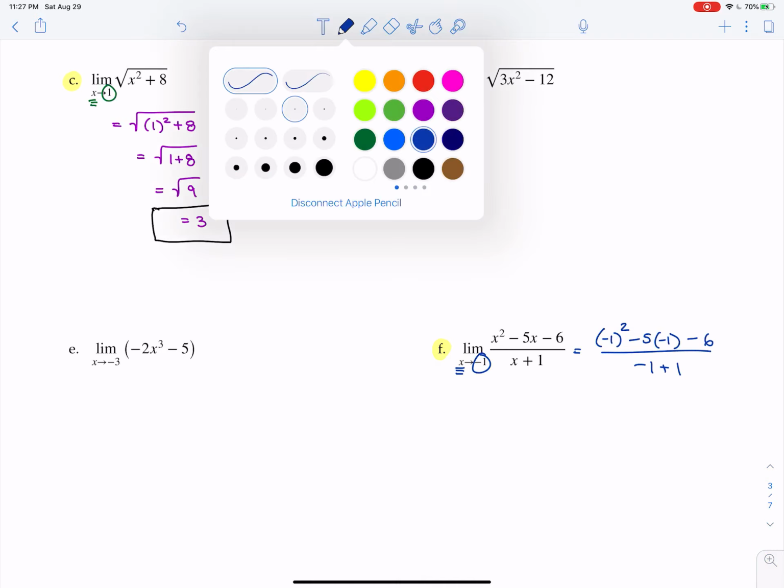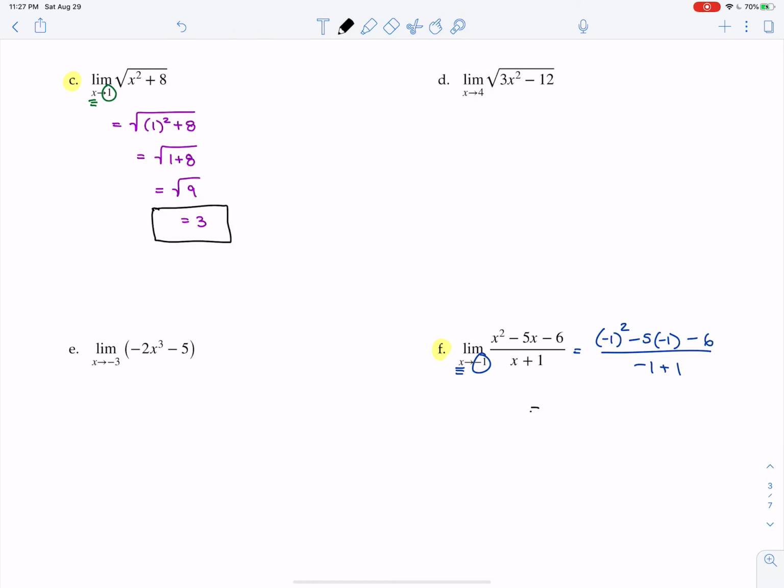Oh, ooh, maybe you see the problem. Let's keep going. 1 plus 5 minus 6 over -1 plus 1 is 0. Oh, that's bad enough, but check this out. 1 plus 5 minus 6 is also 0. Crap. I don't know. Do you know what we do with this yet? Have you seen problems like this?